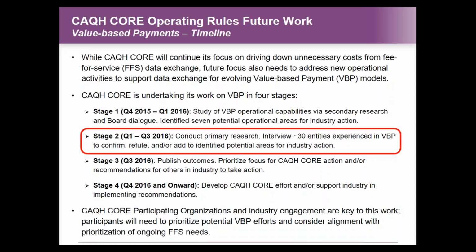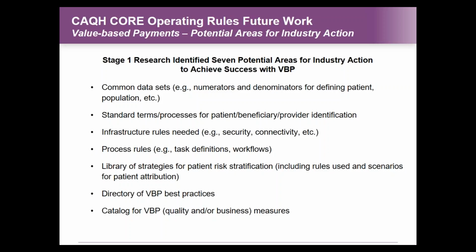You'll see in the next slide the 7 areas, and they go from everything from common data sets, and how much data is needed to do value-based payments. You evaluate how the quality goes, or which providers are providing the actual services. There's standard terms and processes for when patients participate, or the provider identification, which locations are involved in which programs. Also infrastructure. Some of this data needs to flow really quickly if this is to happen, and access to claims, which can need high-level security. Infrastructure need, process rules, and then are we at a point where you maybe just need a library of strategies for risk stratification or best practices or measures?